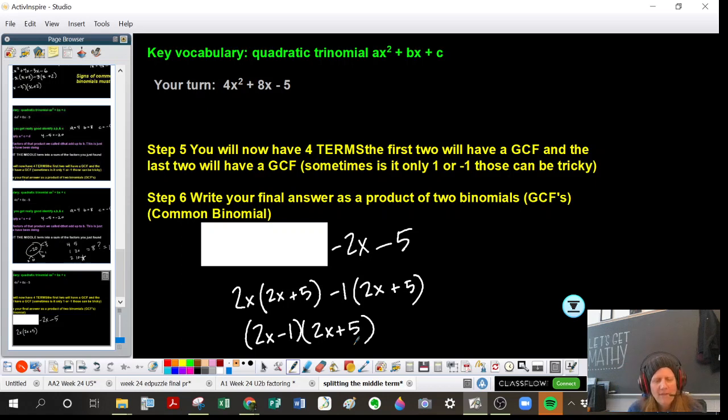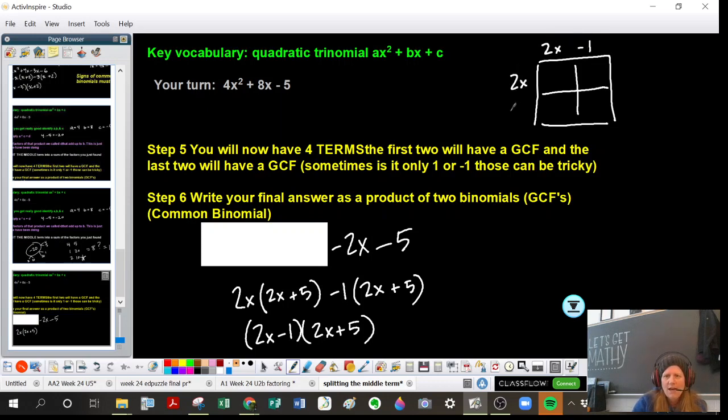Boop! There we have it. 2x minus 1 times 2x plus 5. The beauty of this is you can always multiply it back through with our little area model to check. Especially on those tester quizzes, you want to make sure that your hard work is worth something. So I just want to make sure I didn't make a mistake with a sign or anything silly like that.